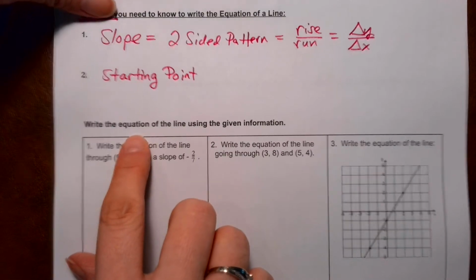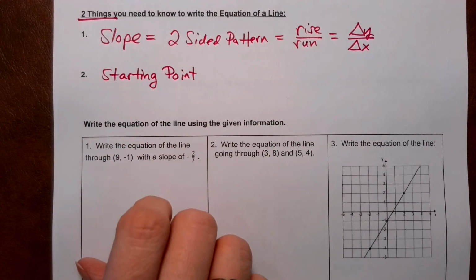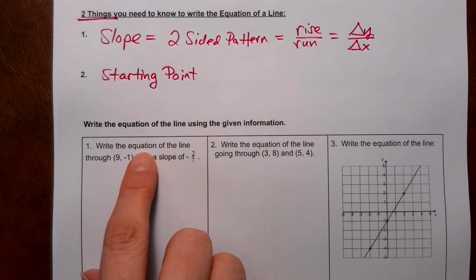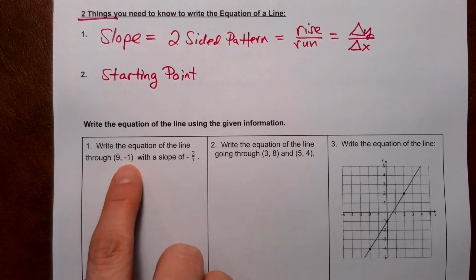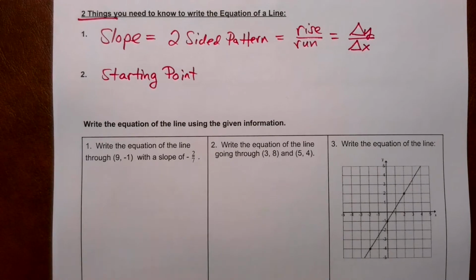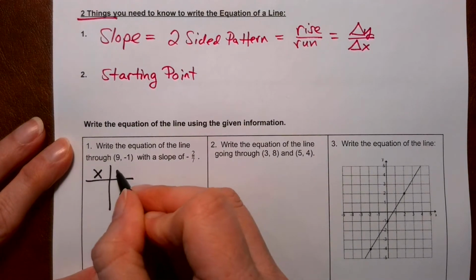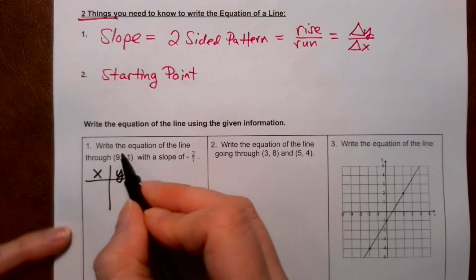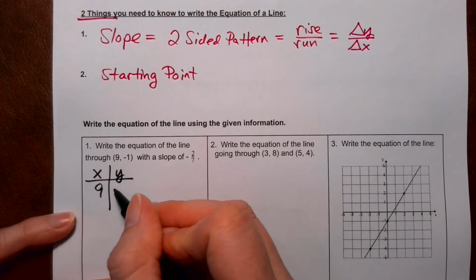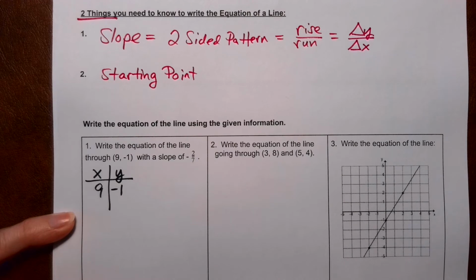Write the equation with the given information. So they gave me a point, (9, -1), and they gave me a slope. A lot of people find it helpful to make a little tiny table, x and y. And I'm going to put 9 in the x spot, -1 in the y spot.